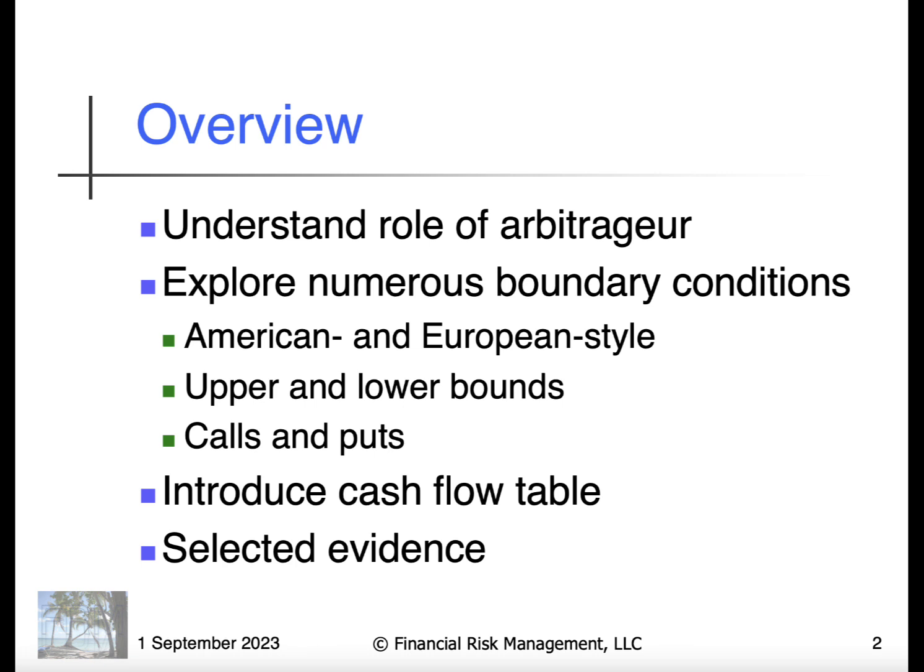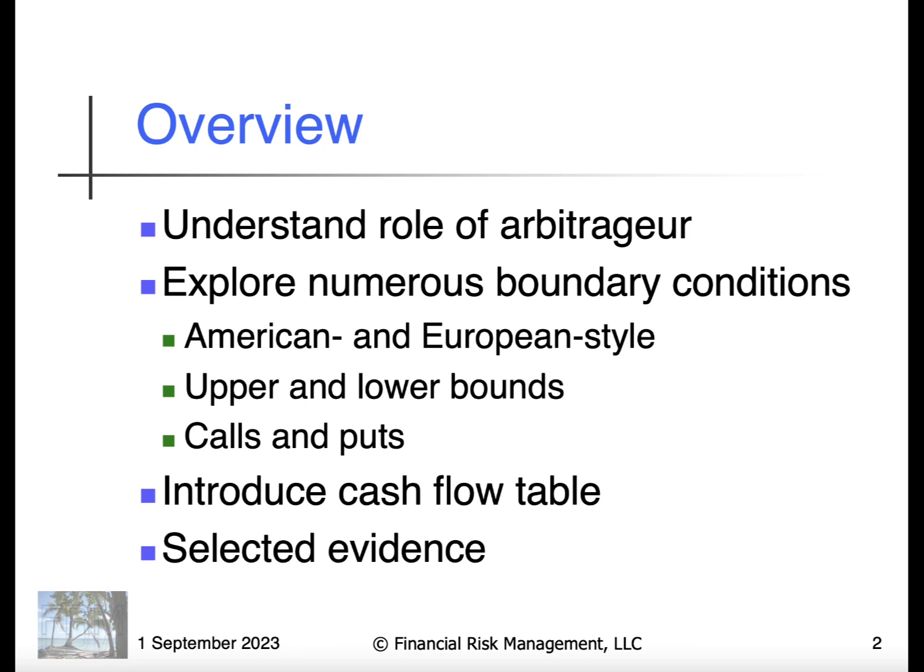And so we're going to explore numerous boundary conditions. American style refers to being able to exercise at any point up and through expiration. European style is only at expiration. Just out of completeness, we'll examine upper and lower bounds, but lower bounds tend to be the binding constraint, and that's where we'll put most of our focus. We'll address both call options, which give you the right to buy, and put options, which give you the right to sell. And we're going to introduce the notion of a cash flow table.